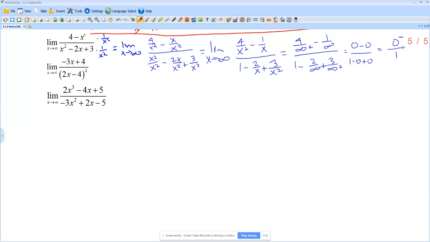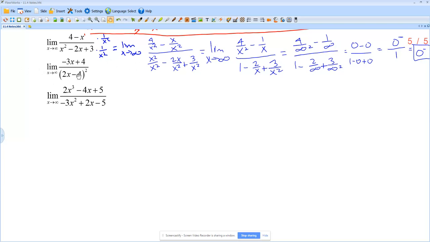So I get 0 from the left over 1, which is 0. From the bottom. 0 from the bottom. Which again just tells me I have an asymptote at 0, but I know what direction I'm coming from. I'm coming from below the y-axis.